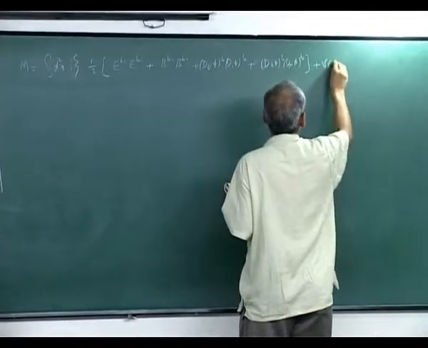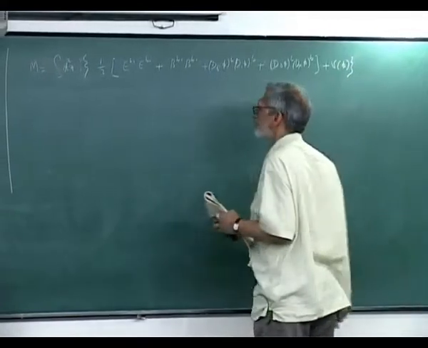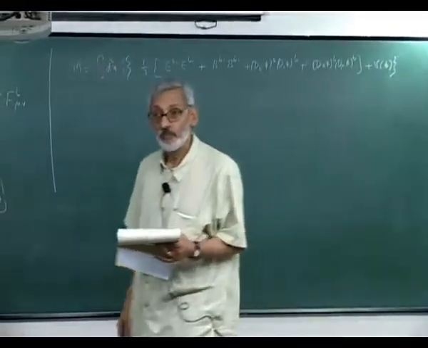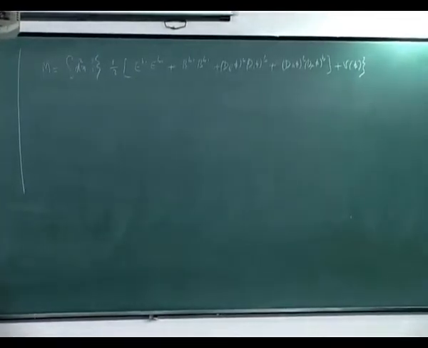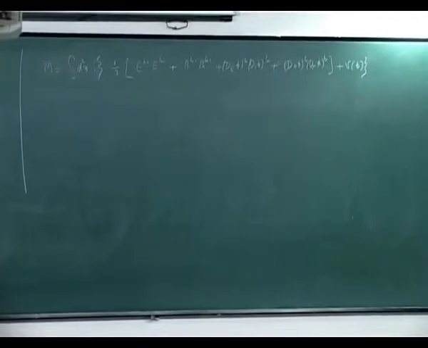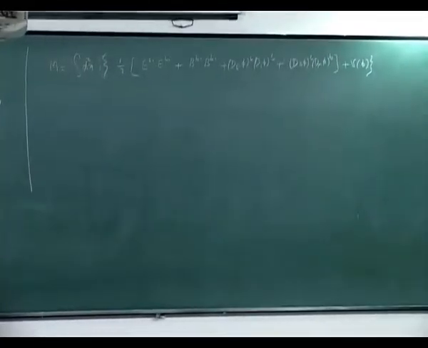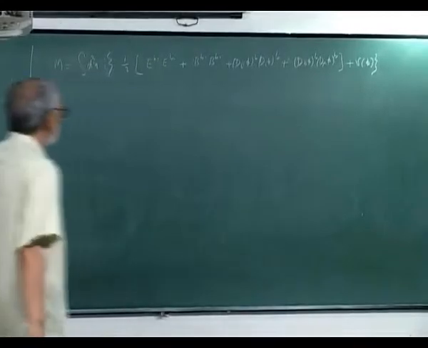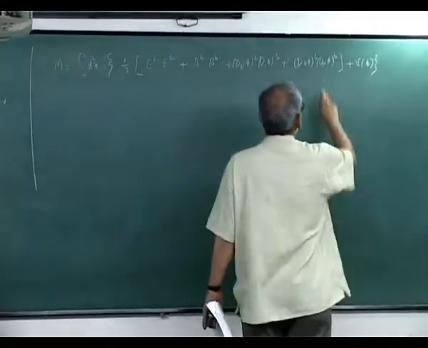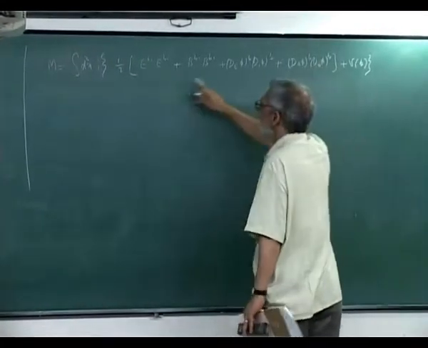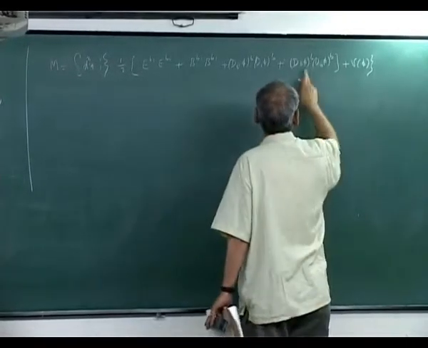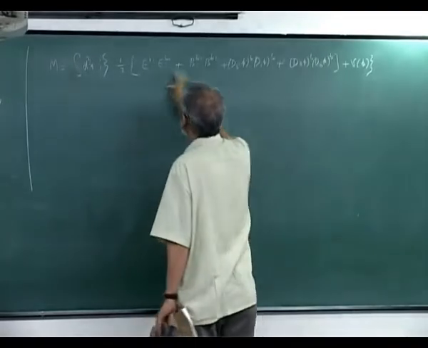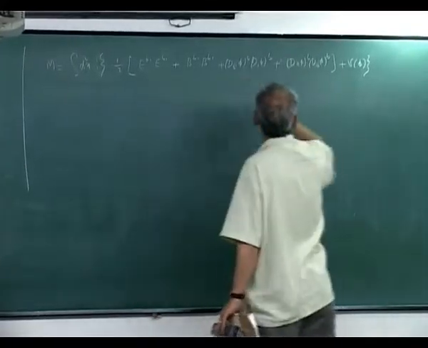plus V(phi), if we want to keep V(phi). If you want to go to the Prasad-Sommerfield limit, we will drop V(phi). So, these are all the terms that we had in the Hamiltonian. But now notice, for the pure monopole we had dropped this and we had dropped this.